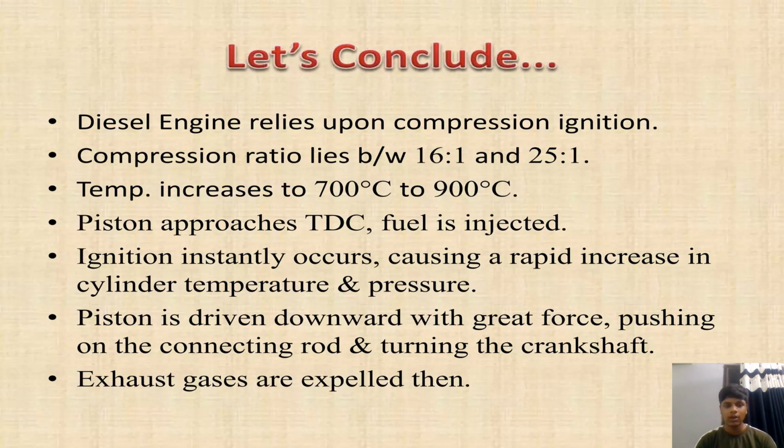Let's conclude. Diesel engine relies upon compression ignition. Compression ratio lies between 16:1 and 25:1. Temperature increases to 700 degrees Celsius to 900 degrees Celsius. As piston approaches TDC, fuel is injected. Ignition instantly occurs, causing a rapid increase in cylinder temperature and pressure. Piston is driven downward with a great force, pushing on the connecting rod and turning the crankshaft. Exhaust gases are expelled then.